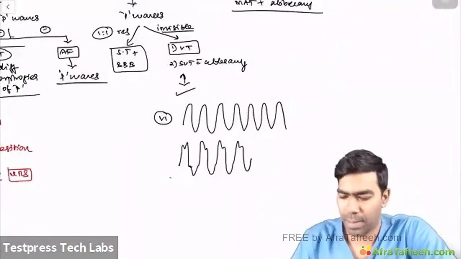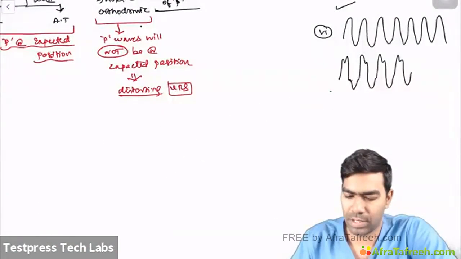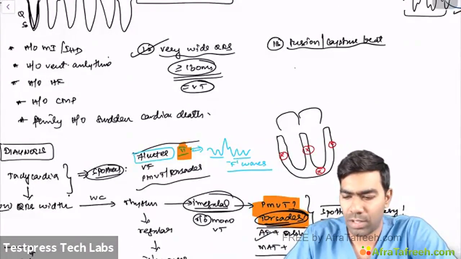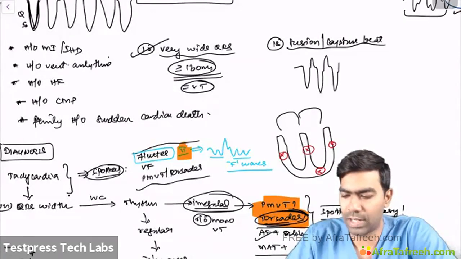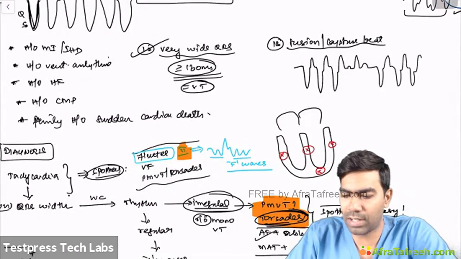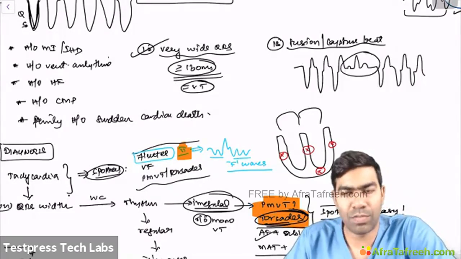So that's the idea here. I've been discussing the fusion or capture beat. In a fusion beat, you will have something like this. For example, you're having a VT that is running like this. Suddenly you will have a normal sinus beat like this. Once again, you will start getting a VT. So this is a typical example of a fusion beat.